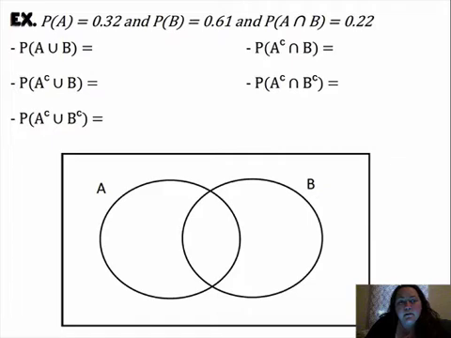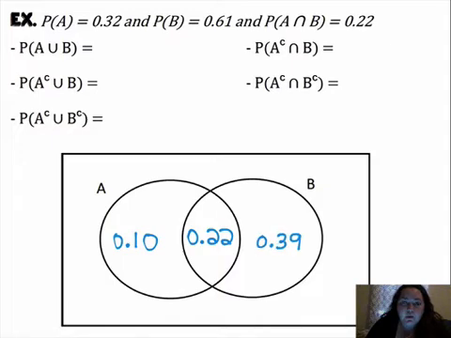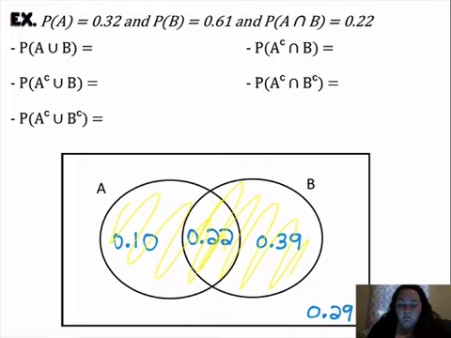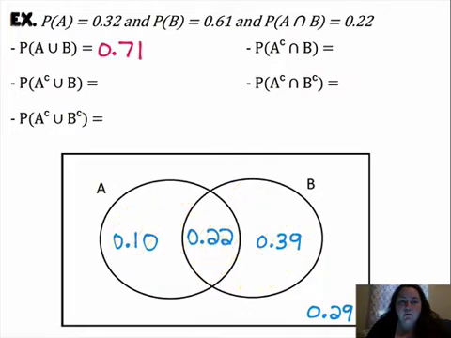All right, this example: the probability of A is 0.32, the probability of B is 0.61, and the intersection is 0.22. So 0.22 goes here in the middle. 0.32 minus 0.22 leaves me with 0.10. 0.61 minus 0.22 leaves me with 0.39. If I add those all up and subtract from one whole, I get 0.29 that's not in either group. Now I need to find the probability of A or B. It can be anything that's in A or anything that's in B. So I would add those all up, and I would get 0.71.